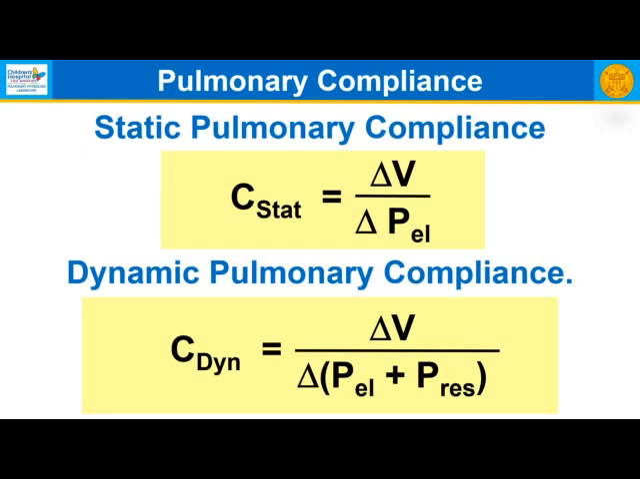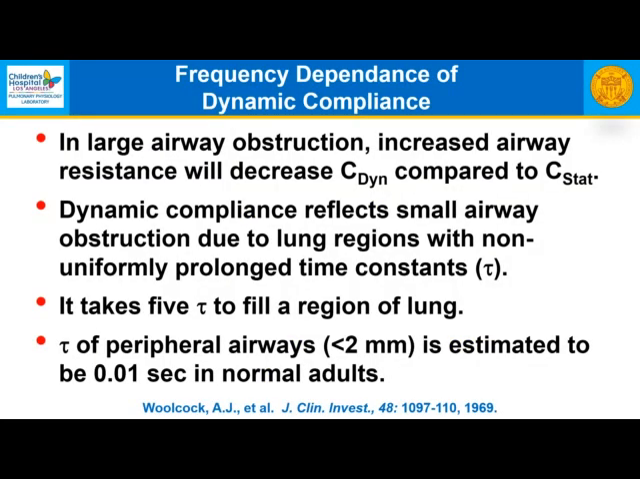If we measure dynamic pulmonary compliance, that is, as a person is breathing, this is going to be change in volume over change in elastic plus resistance pressures. In large airway obstruction, increased airway resistance will decrease dynamic pulmonary compliance compared to static pulmonary compliance. Dynamic compliance reflects small airway obstruction due to lung regions with non-uniform prolonged time constants.